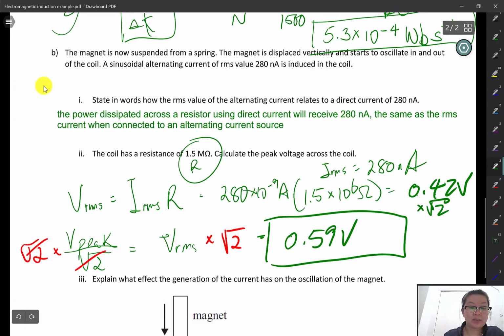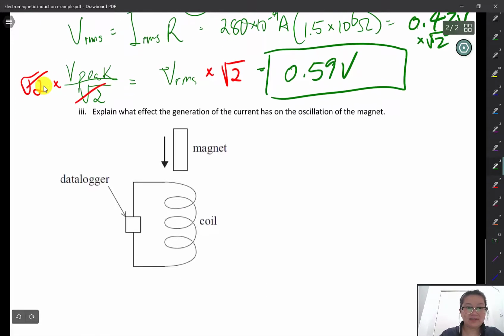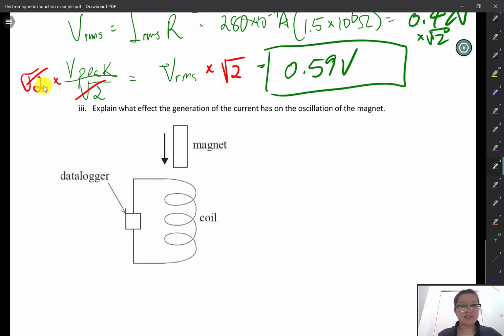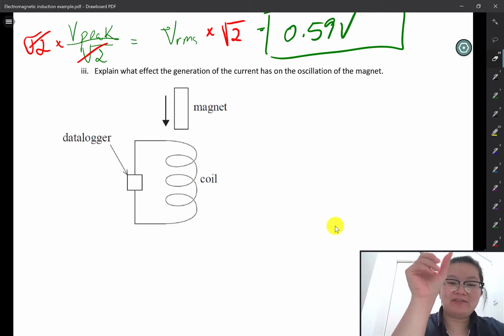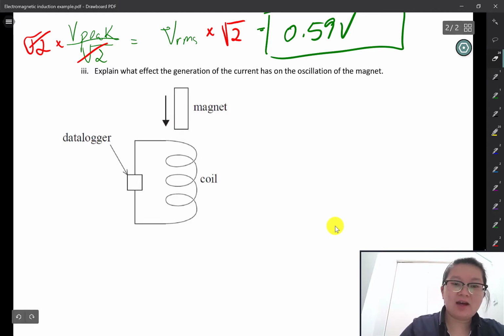That is question B2. Okay, hey, this is the last question. Okay, almost there, guys. Explain what effect the generation of the current has on the oscillation of the magnet. Interesting. So here we're going to look at the magnet when it first enters the coil as part of the oscillation. After the magnet enters the coil, it's going to come back out of the coil in the same direction. So we're going to look at both cases to see how the motion of the magnet is affected by the coil itself.